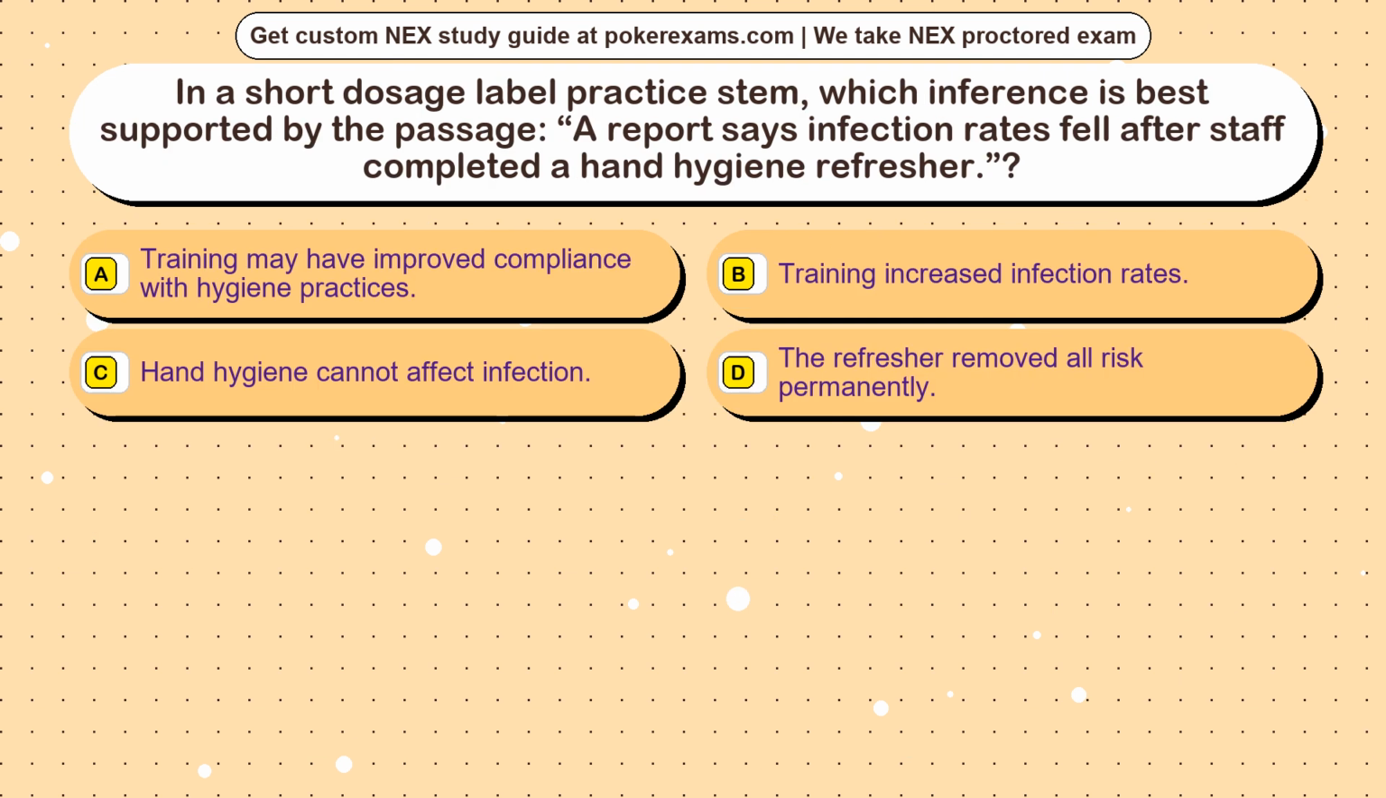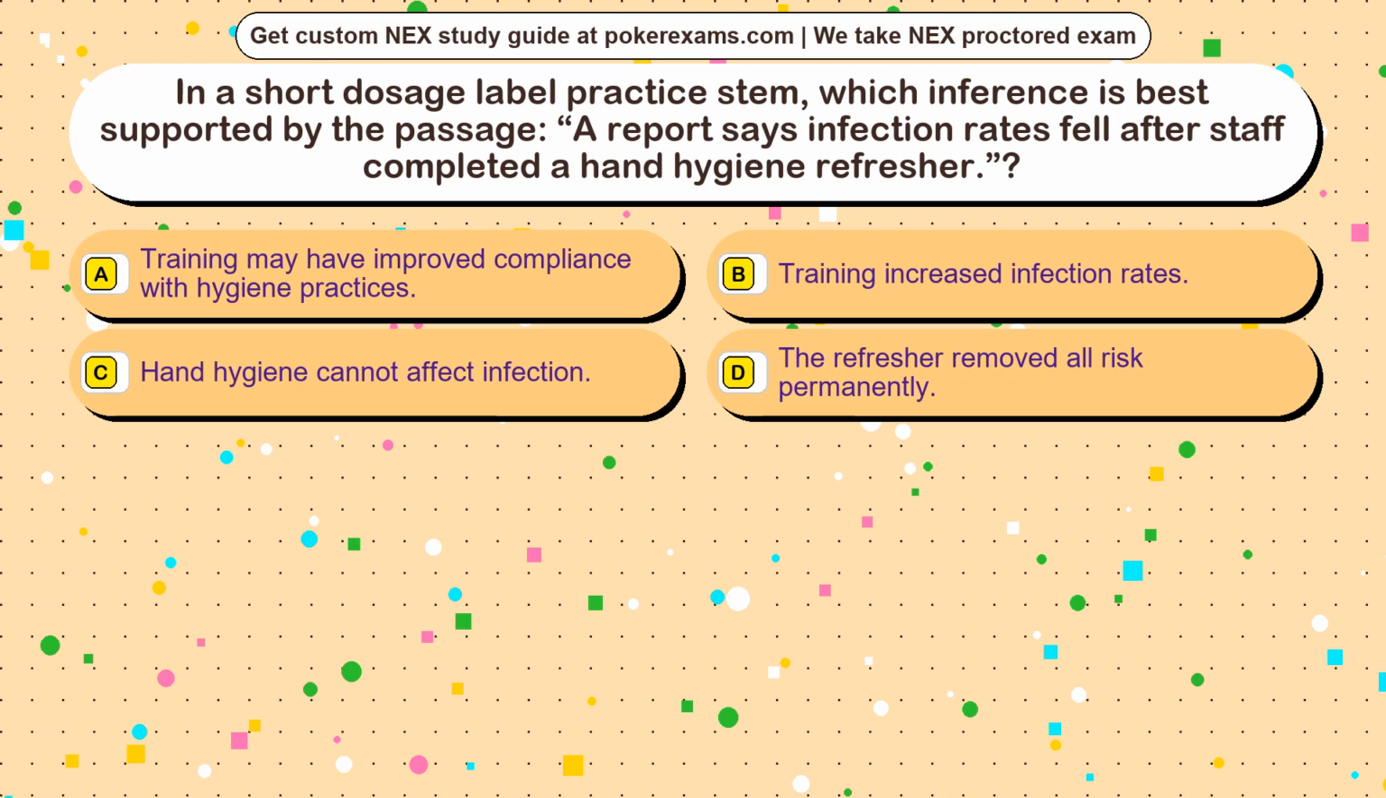Question 14. In a short dosage label practice stem, which inference is best supported by the passage? A report says infection rates fell after staff completed a hand hygiene refresher. Option A, a training may have improved compliance with hygiene practices. Option B, a training increased infection rates. Option C, hand hygiene cannot affect infection. Option D, the refresher removed all risk permanently.